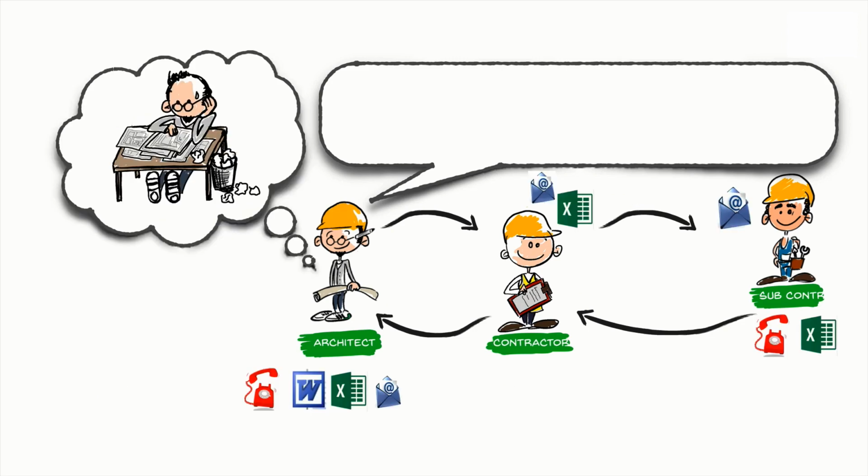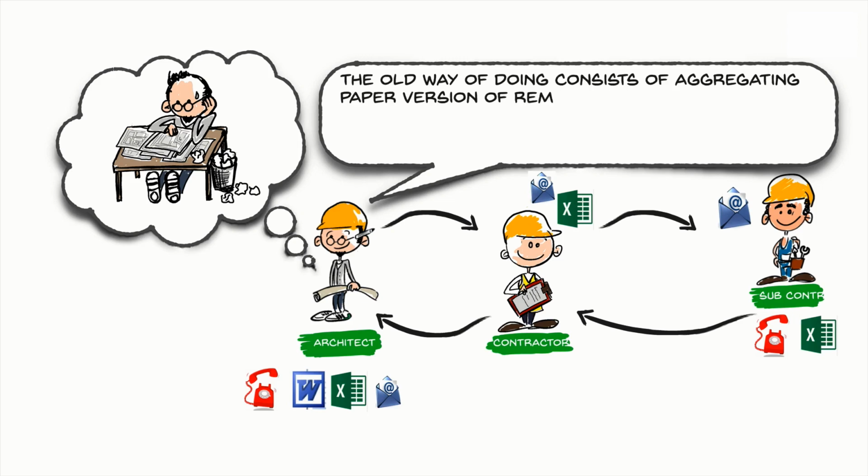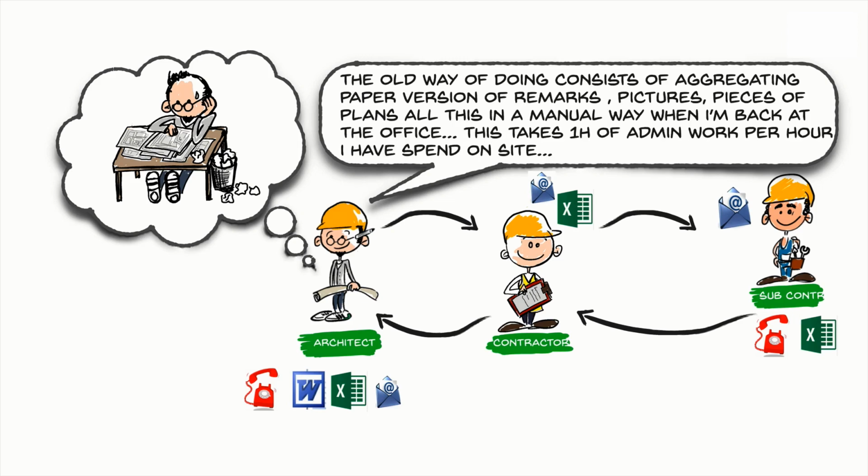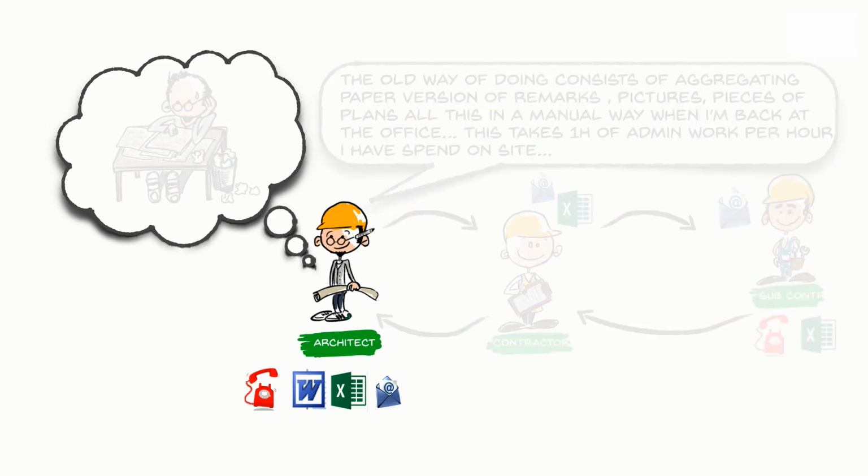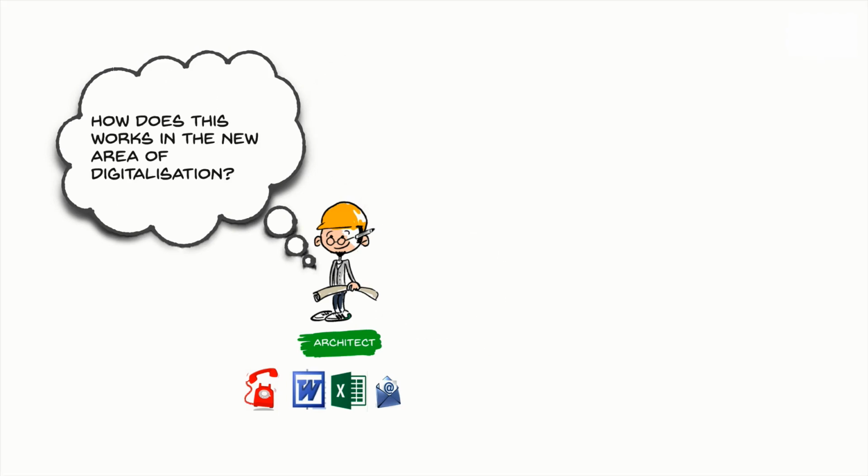The old way of working consists of aggregating paper versions of remarks, pictures, pieces of plans. All this in a manual way when you are back in the office. It usually takes 1 hour of admin work per hour that you have spent on site. Of course you are wondering, but how does this work in the new era of digitalization?